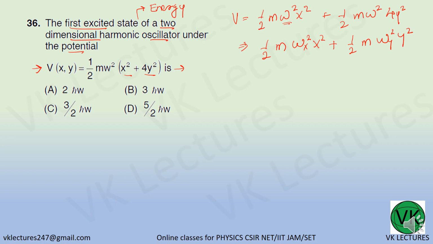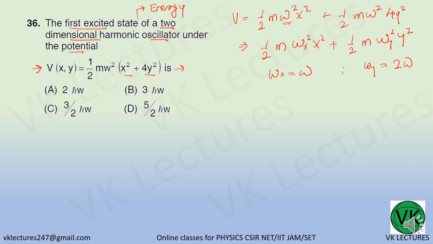Now here we can write omega x equal to omega, and here omega y is equal to 2 times omega. Alright, because we have converted 4 omega square y square into omega y square into y square. So 4 omega square is equal to omega y square, which means omega y is equal to 2 omega. Alright.